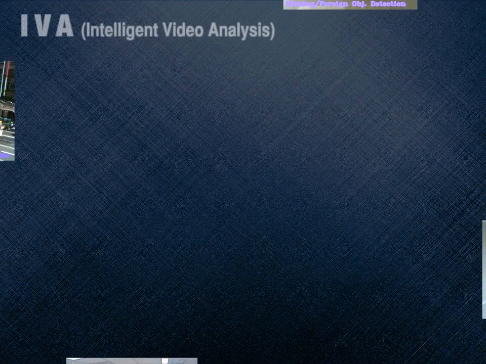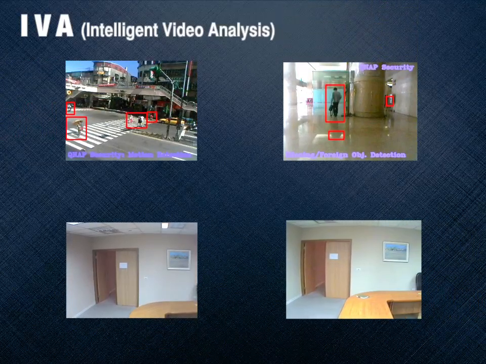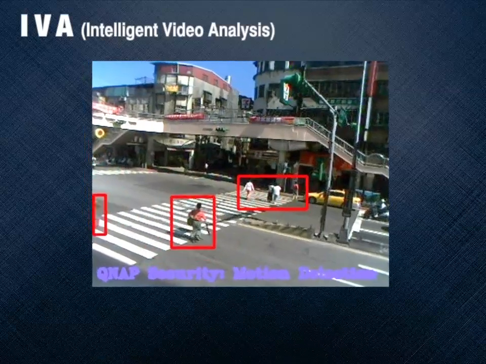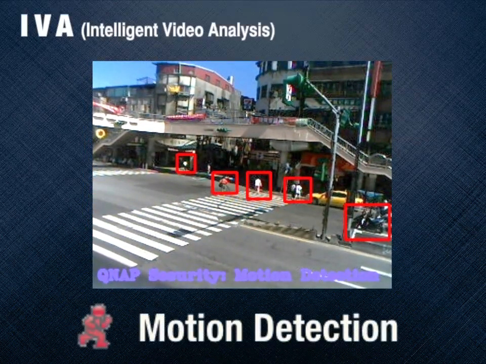QNAP NVR supports intelligent video analytics to allow the user to search the video file efficiently. The time and efforts for video search are largely reduced. Detects the movement in the video. The moving objects are highlighted in red brackets.